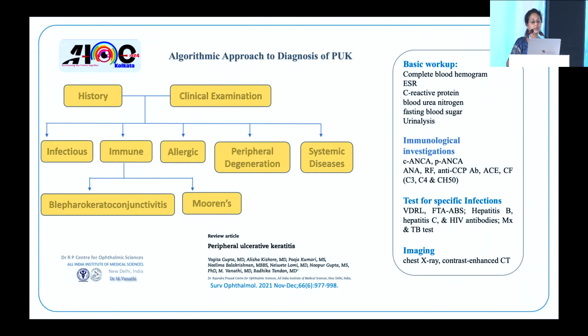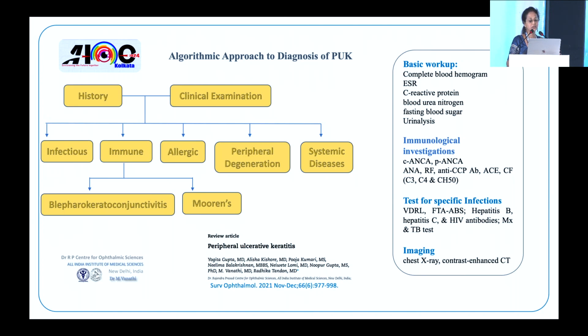So a quick run through on an algorithmic approach. History and clinical examination will remain the key to decide the reasons why this particular PUK is occurring. Once you've examined and you've come to a reasonable conclusion, your investigative modalities will depend upon what your conclusion or empirical diagnosis is. Is it infectious? Is it immune? Is it allergic? Is it a peripheral degeneration? Or is it associated with systemic causes? So you'll have to learn to divide whether it's an ocular or a systemic disease-related presentation in the eye.